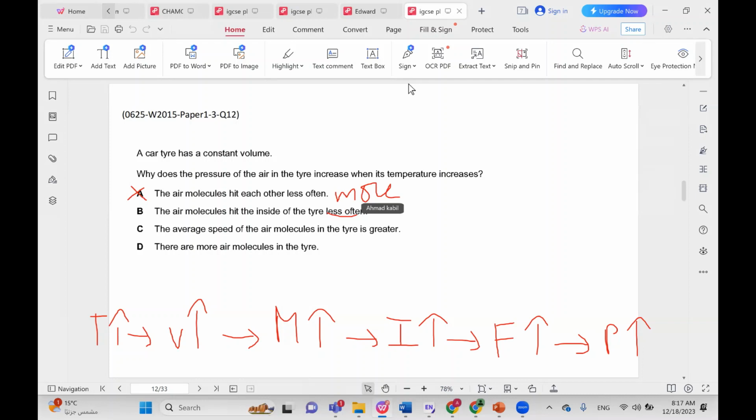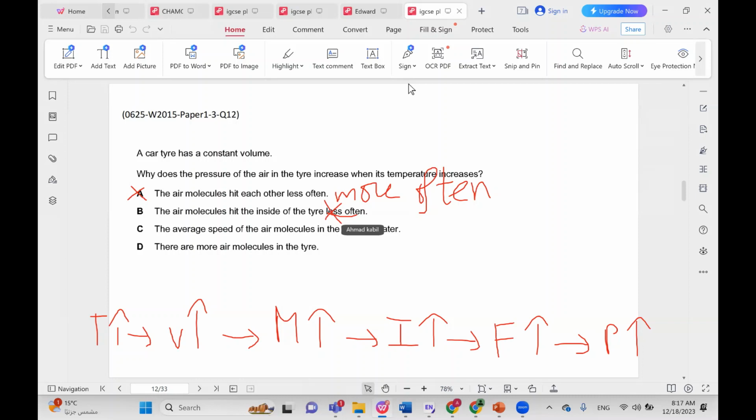So two things happen when the speed increases. The molecules hit harder with a greater momentum, and they also hit the walls more often. So you have more collisions. And this again contributes to pressure, of course, using the same logic. But B is wrong because they said less often, so this is incorrect.